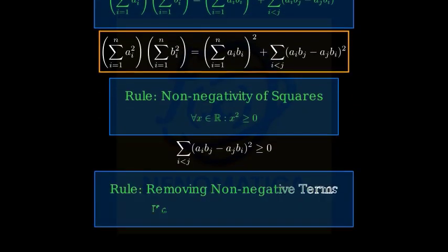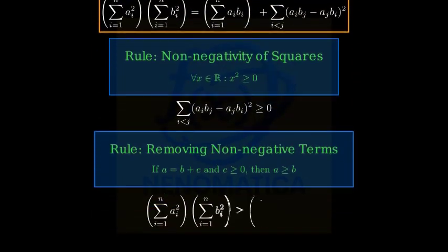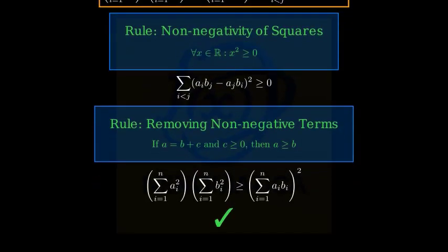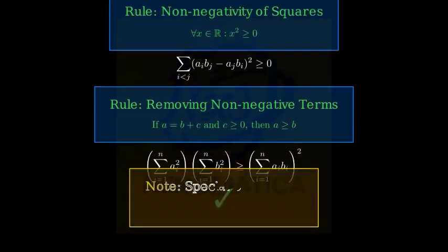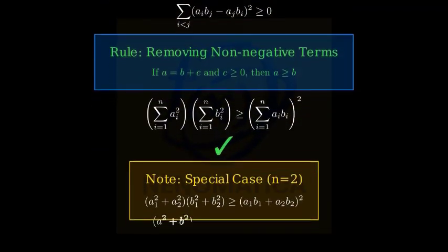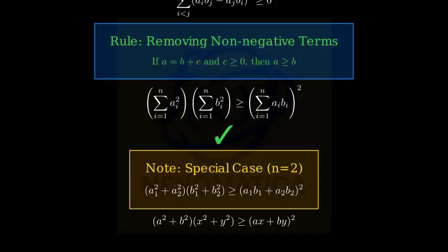So we can say that the product of the sums of squares is greater than or equal to the square of the sum of products. This is exactly the Cauchy-Schwarz inequality that we wanted to prove. Let's look at a special case of this theorem when n equals 2. This gives us a more familiar form of the Cauchy-Schwarz inequality that you might have seen before.